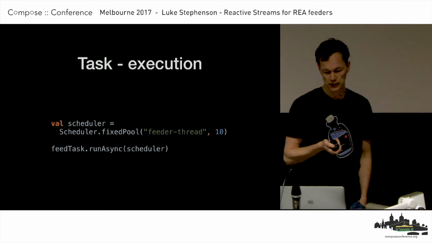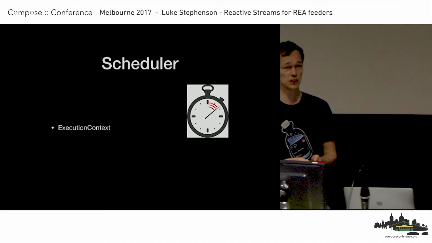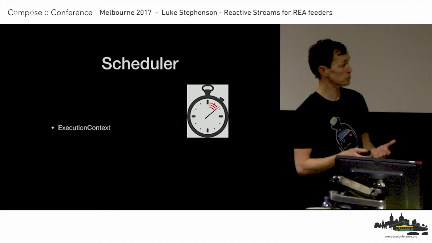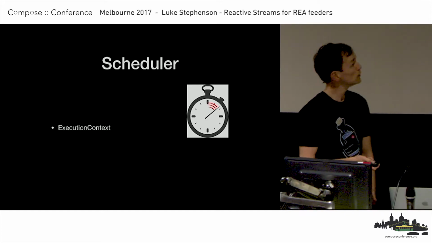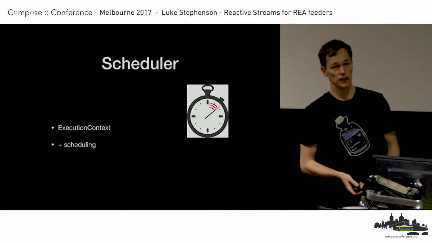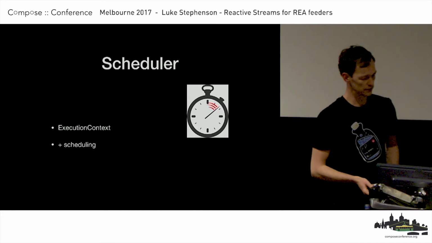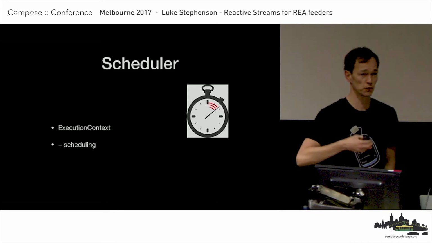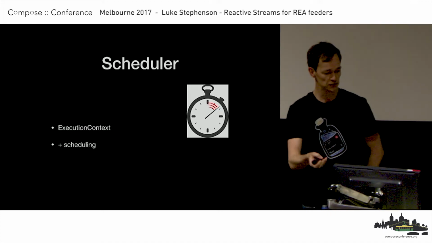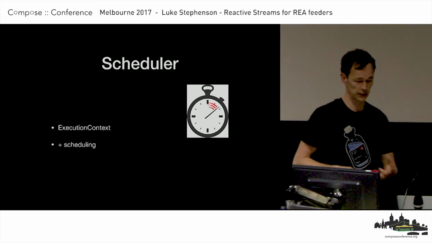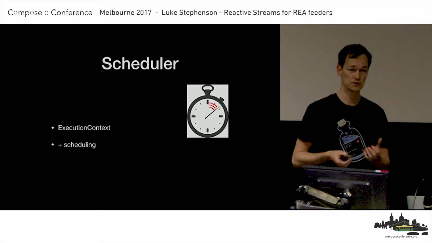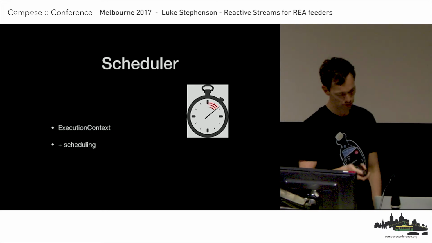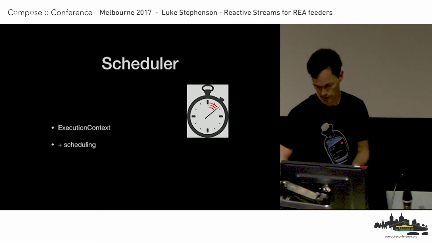But what is the scheduler? So it's an execution context. So in Scala, that's just a pool of threads where asynchronous functionality can execute. Plus, it's got scheduling. And the scheduler is what gets provided to the task when you execute it. And because it gets provided to the task, that means the task API can now provide time-sensitive operations. And I'll go into where they're useful now.